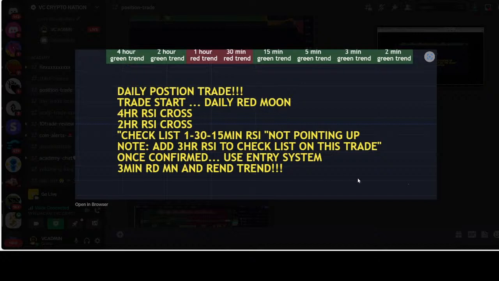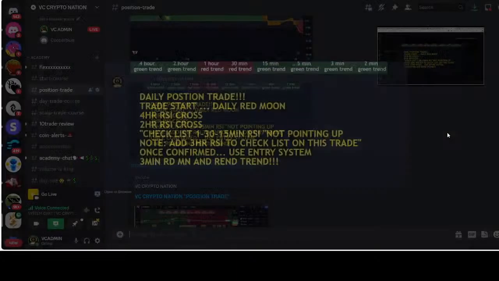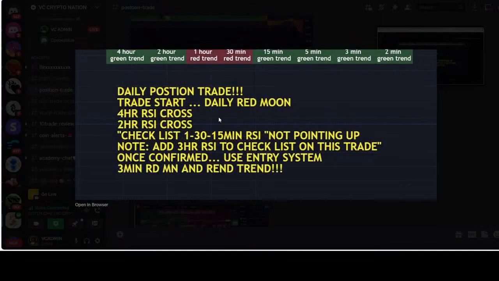And we use the same entry every single time. 3-minute, instead of red moon, it'd be green. Instead of red trend, it'd be green, right? So when we go back here, daily red moon. So instead of red, we'd be looking for green. And then we need the RSIs to cross over.